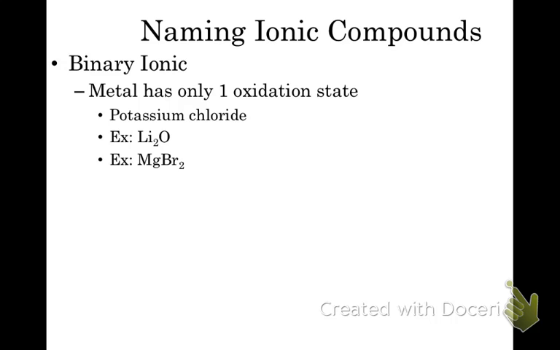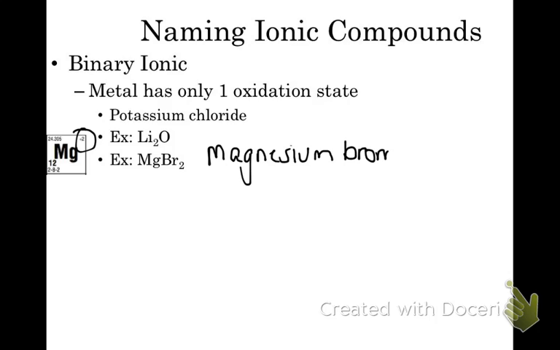Here I have MgBr2. I look up Mg because that's the metal. It only has one oxidation state. In this case, it's +2. So I know that's magnesium. And that Br is bromine. It changes to bromide because the nonmetal changes it to an IDE ending. So again, all of these only had one number listed in the upper right-hand corner of their periodic table.